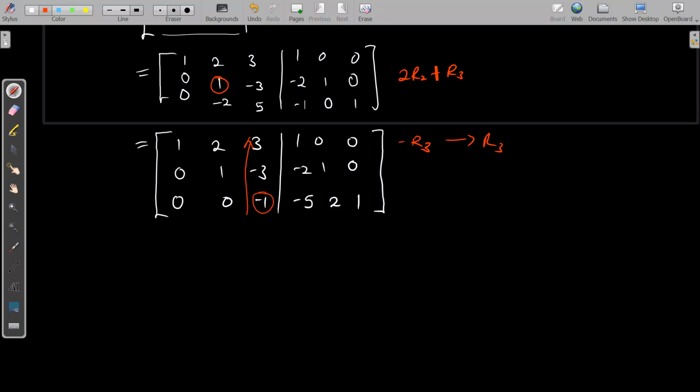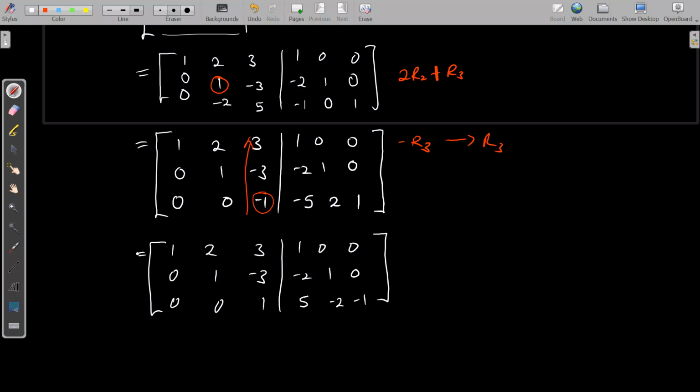So if I do that, my new augmented matrix is 1 2 3, 1 0 0, 0 1 -3, -2 1 0, 0 0 then positive 1, positive 5, -2, -1, because I multiplied the negative through the whole row.